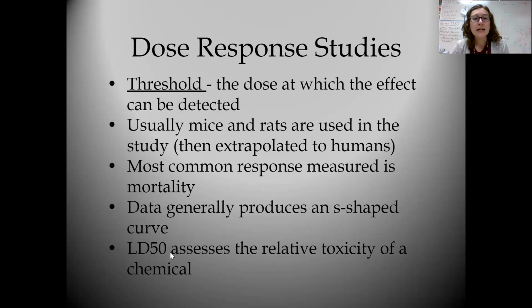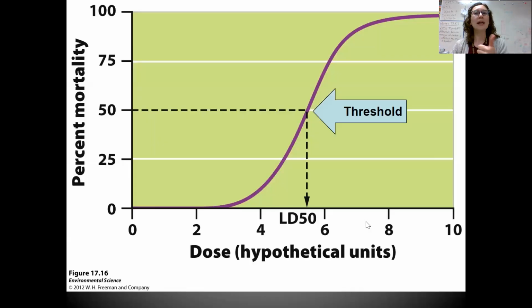So usually we'll see an S-shaped curve that I'm going to show you guys on the next slide. This is going to tell us the relative toxicity of chemicals. So here is my LD curve. I'm seeing dose, usually in milligrams per kilogram or grams per kilogram of organism, and this is going to show my percent mortality. So we're going to see an S-shaped curve. We're going to start out pretty low.